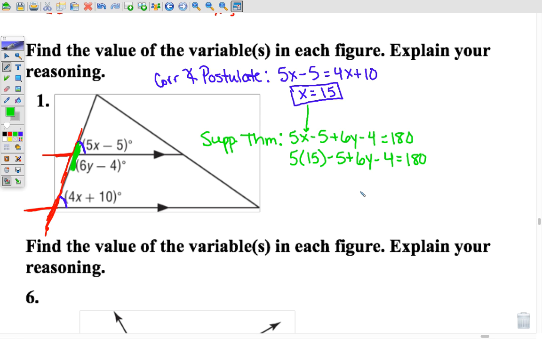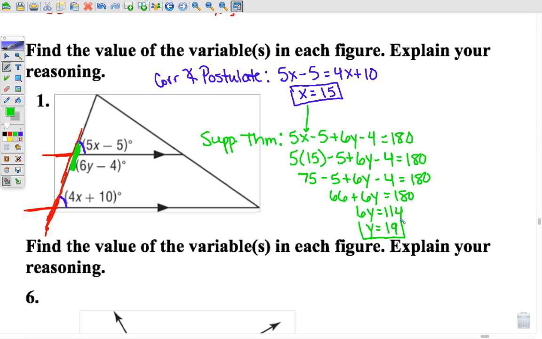We can go ahead and simplify. 5 times 15 is 75. So 75 minus 5 plus 6y minus 4 equals 180 degrees. Combine our like terms, so we end up with 66 plus 6y is equal to 180 degrees. Subtract 66, so we have 6y is equal to 114. Divide both sides by 6, and we get y is equal to 19.